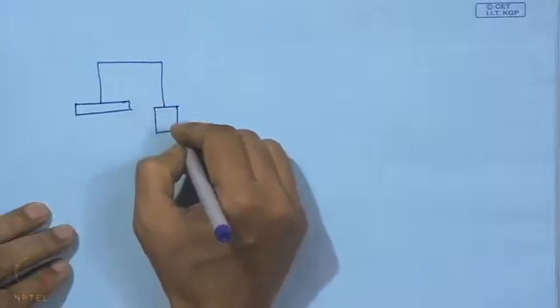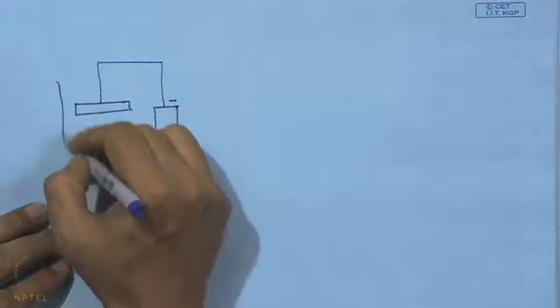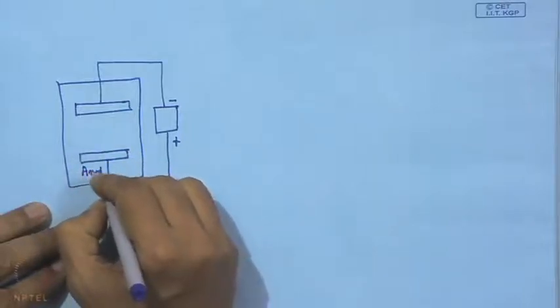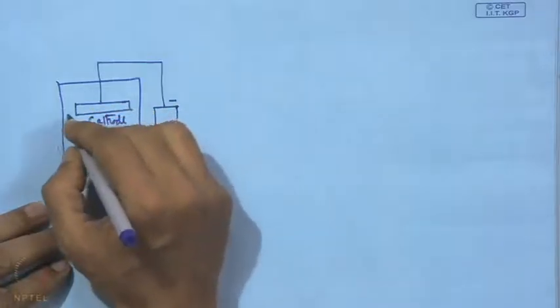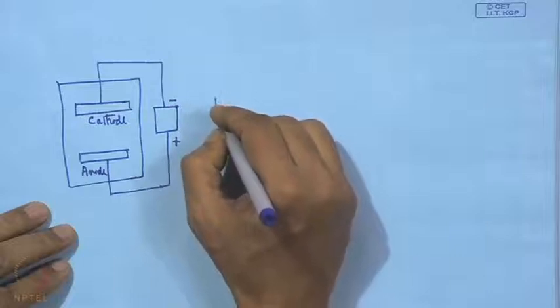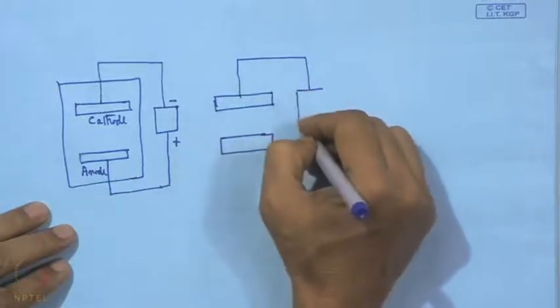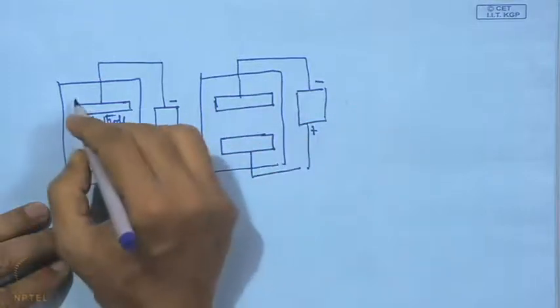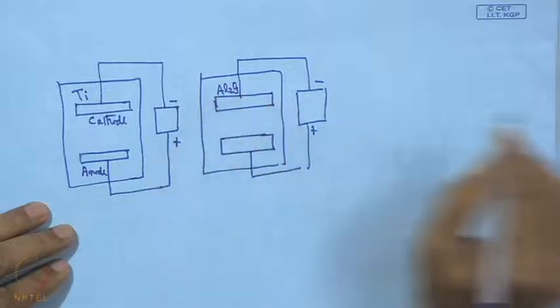This is one target which is provided with negative polarity, and here we have the anode, which is the positive polarity, within the vacuum chamber. This is the cathode, which is polarized with a negative bias, and this can be a conductor. However, when we have a non-conductor target material, say for example, this is titanium or aluminium, and this is aluminium oxide, which is a non-conductor.